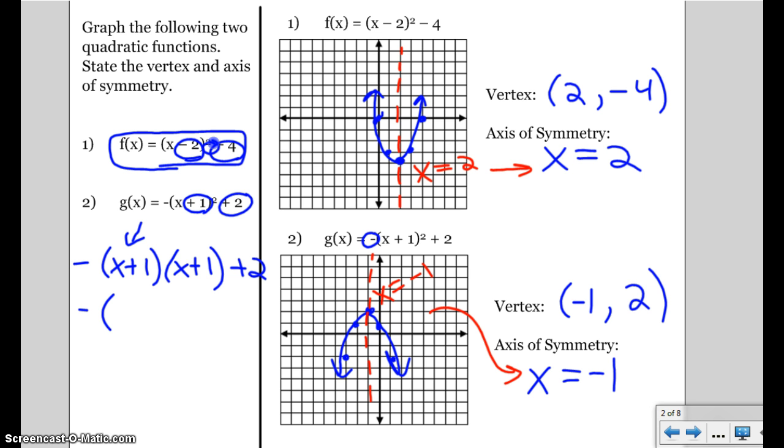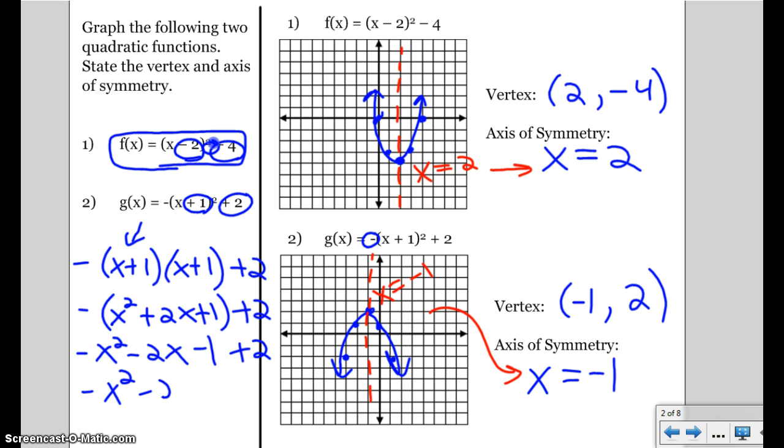Well, if I FOIL that, I'm going to get the x squared plus 2x plus 1, and then I have the plus 2 on the outside. I'm going to distribute my negatives, so I have -x squared minus 2x minus 1, and then I continue to simplify, and I get -x squared minus 2x plus 1. Once I FOIL, I get the same exact function. It's going to look the same when I graph it, but the equation looks different. It doesn't have the parentheses with the squared part on the outside anymore. Now it's just a polynomial. So that's what changes it from vertex form to what we're about to talk about, which is standard form.